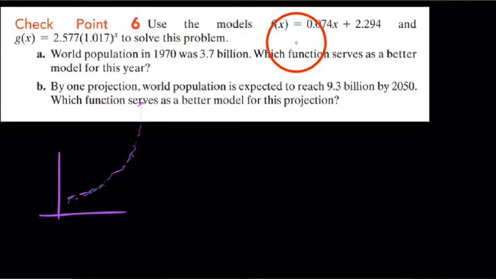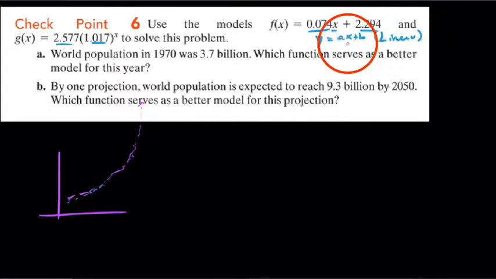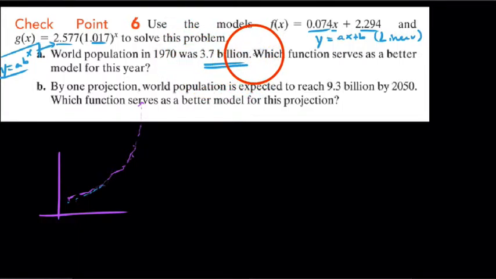It says use the models f of x equals, and we have this linear thing, y equals mx plus b here, and g of x equals a times b to the x power. So we have some y equals ax plus b. This is our linear model. And we have our y equals a times b to the x power, our exponential model here. So what we want to do is, as the world population in 1970 was 3.7 billion people, it says which function serves as a better model for this year.